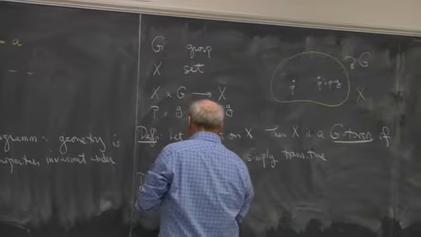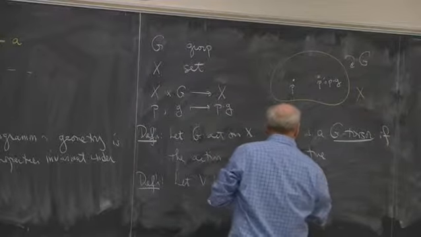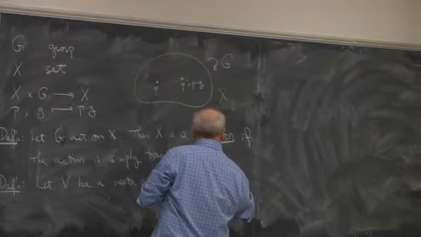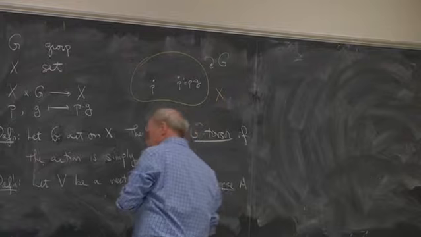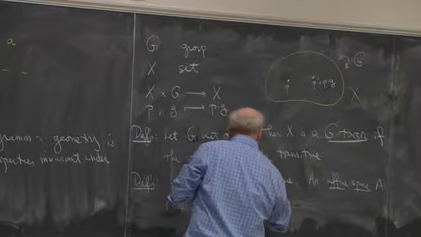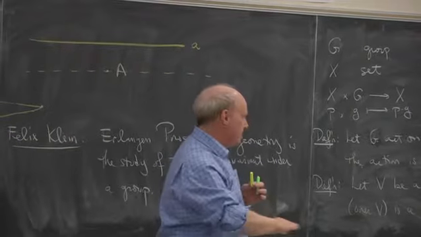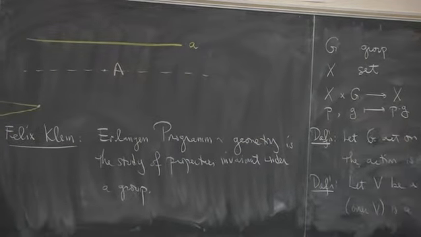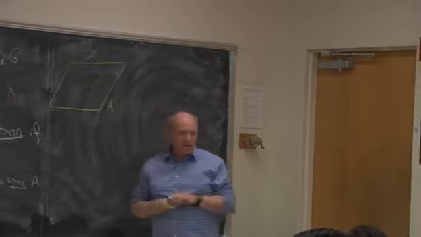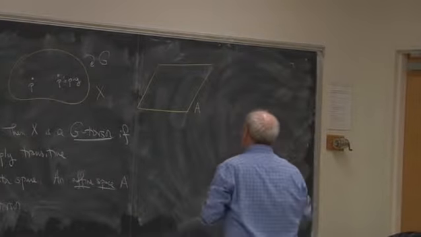So let V be a vector space. And then the definition is that an affine space A, and we might say over V, is a V torsor. So an affine space is a space on which a vector space acts simply transitively by translations. So if I want to draw a picture of an affine space, it looks like this. And there's an associated vector space. I'll draw in red.